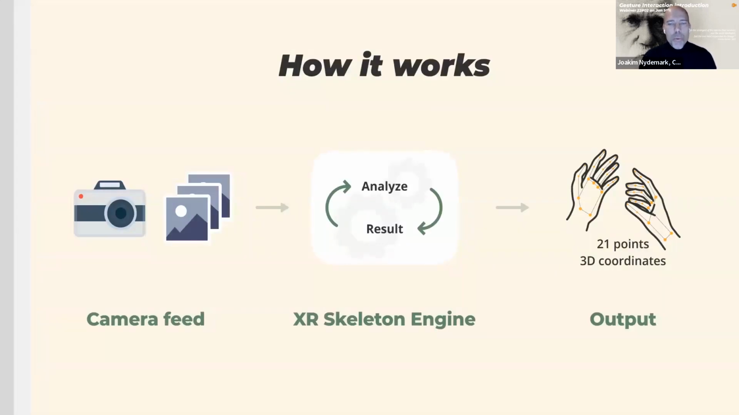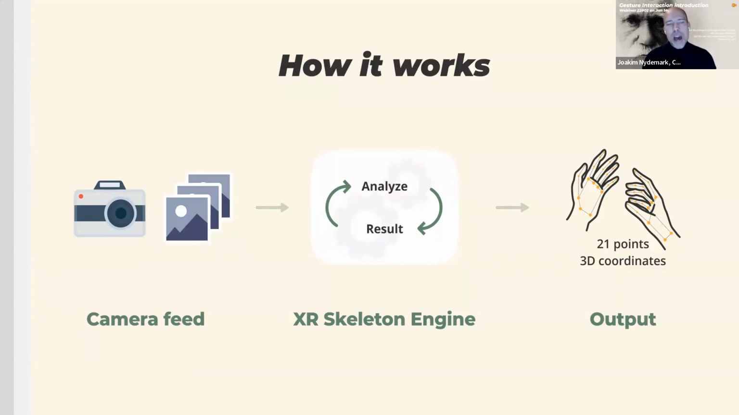So if we go one step down and look a little more at how this works. Again, we have a camera, and the camera delivers a number of images. This could be done at different speeds. So we are talking about frames per second, the number of images coming out from the camera. That could be 30 frames per second, 60, 120, depending on how capable the hardware is.